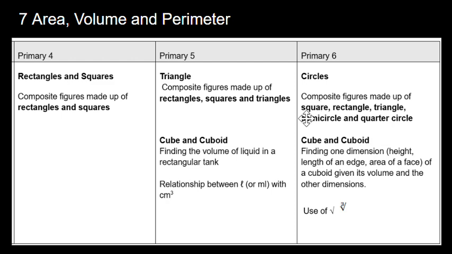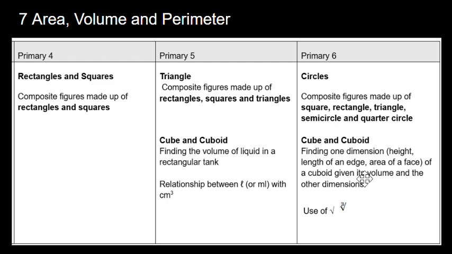Okay, then in P6 you learn about circle. So in P4 and P5 you don't touch circle. In P6 you learn about circle, and of course once you start to learn about circle, you have things like semicircle, quarter circle, and you start to combine everything together with square, rectangle, which you learn in P4, and triangle that you learn in P5.